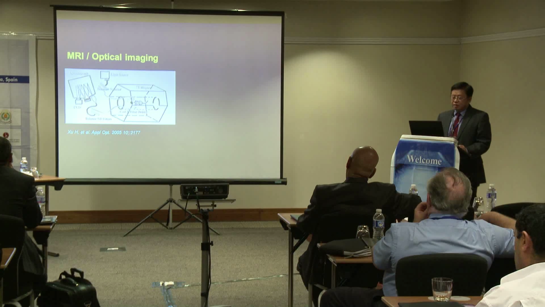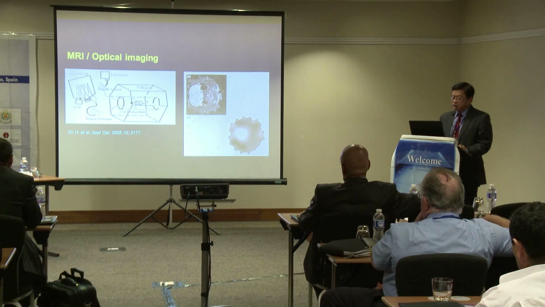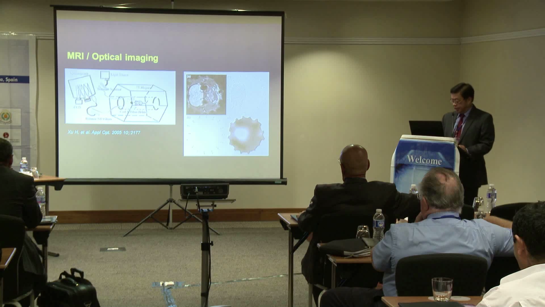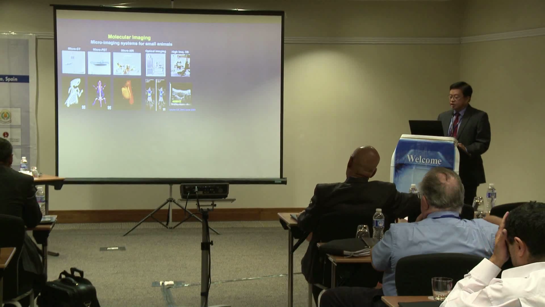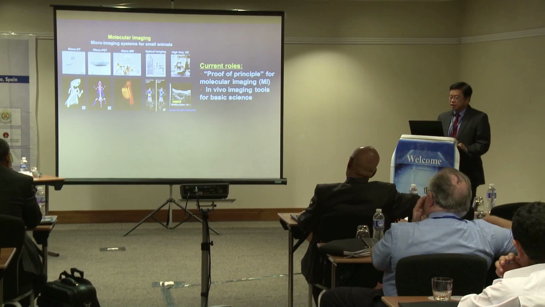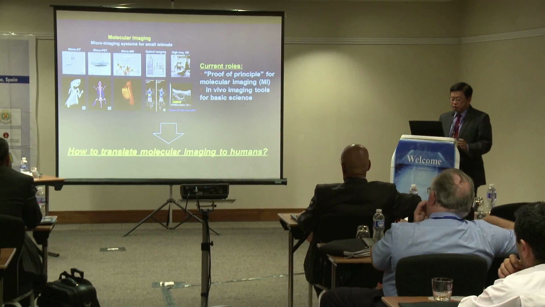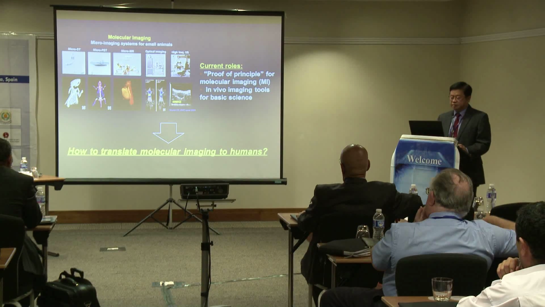And now we also try to combine MRI with optic imaging. As I mentioned, optic imaging is very sensitive for detection of gene expression, so we can get the location of the gene expressed from the target. So now at this stage, we have different molecular imaging techniques which have become a very important imaging tool for basic science. Now the question is how to translate this advanced technique to humans.